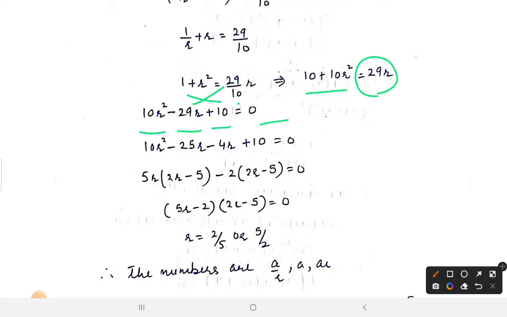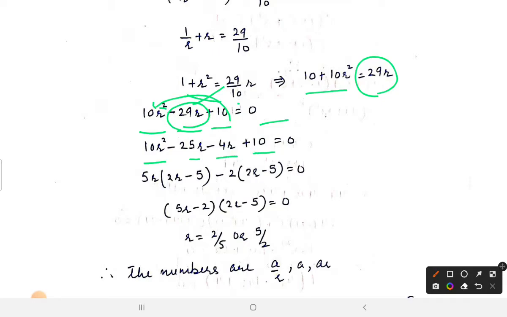So we have 10r square, multiplying 10 into 10 is 100. So we will have to take the numbers such that when we multiply them we will get 100, and when we add or subtract we will get 29. So the numbers are 25 into 4 is 100, and when we add them we will get 29. So it is minus 25 minus 4 plus 10.